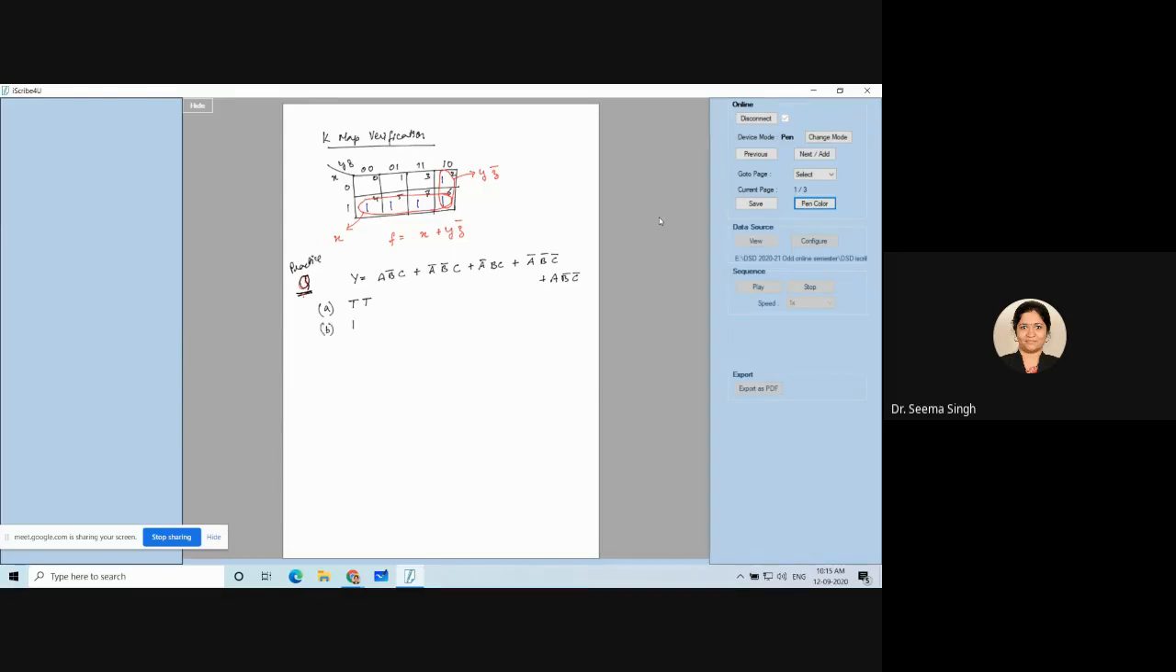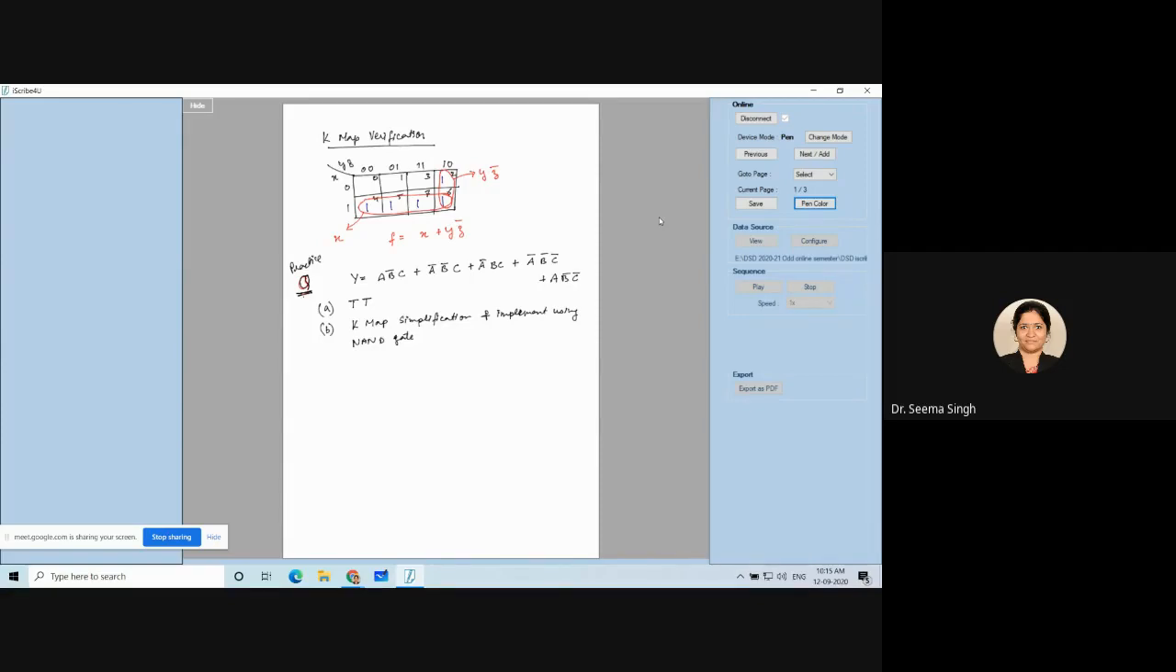Second question says you make a K-map of this. K-map and simplify. So you have to show me the K-map simplification and implement using NAND gate. What do you mean by that? You have to simplify it first and whatever your final answer comes, that answer needs to be implemented with NAND gate. Means you need to draw the NAND gate circuit for the answer, only for the answer.